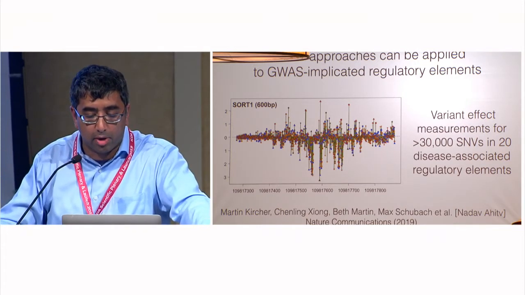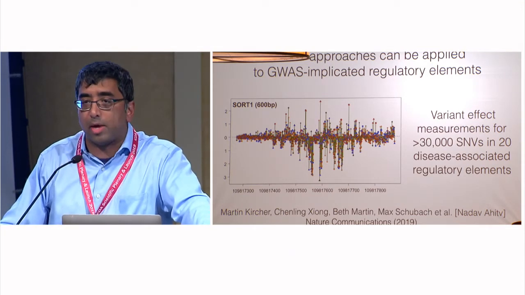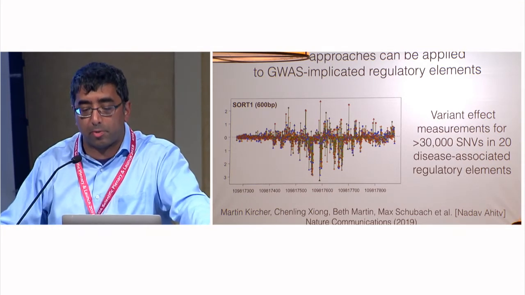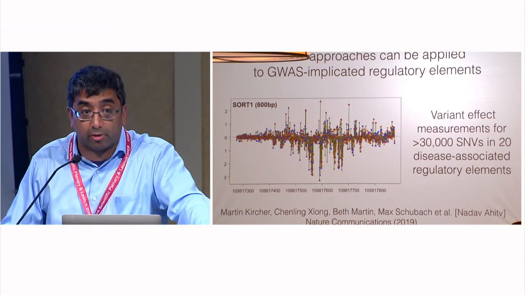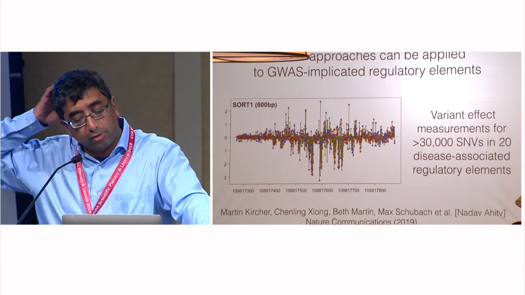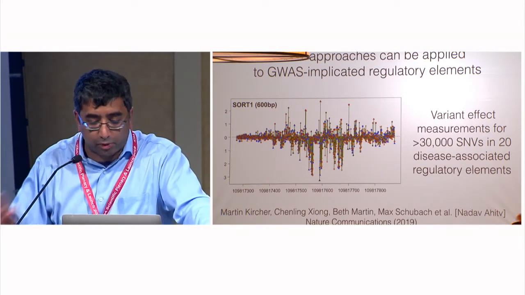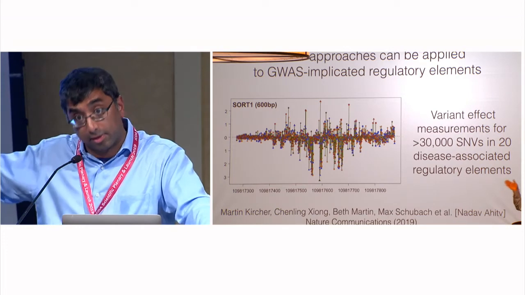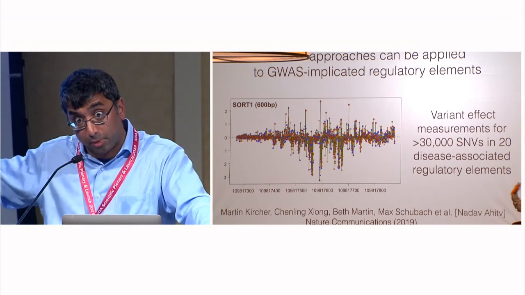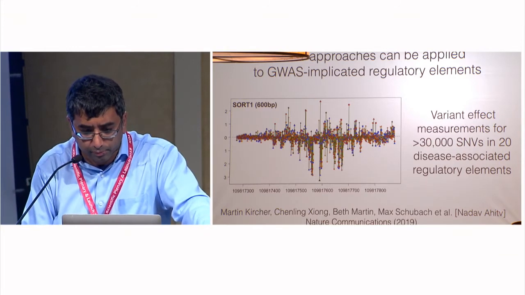So here's just an example. This was not with genome editing, but rather with an MPRA assay, but we were able to measure over a series of experiments the regulatory effects of around 30,000 single nucleotide variants in 20 disease-associated regions. This is one, a SORT1 enhancer, which has been implicated by GWAS, and we can look again at where the individual implicated variants fall relative to other variants, and so on and so forth.